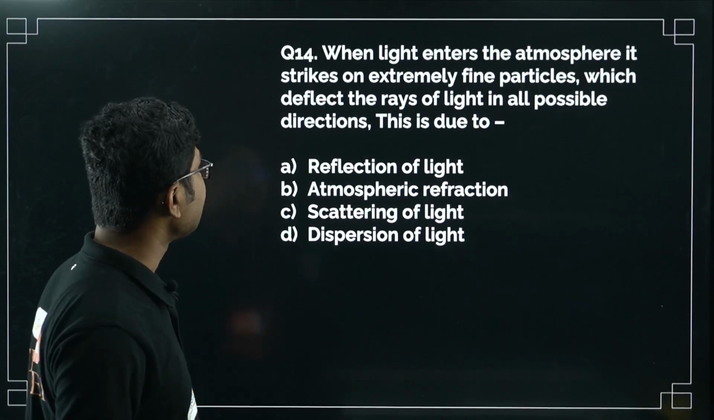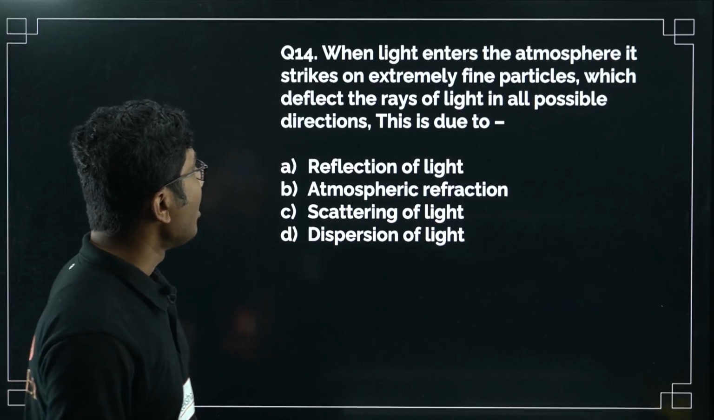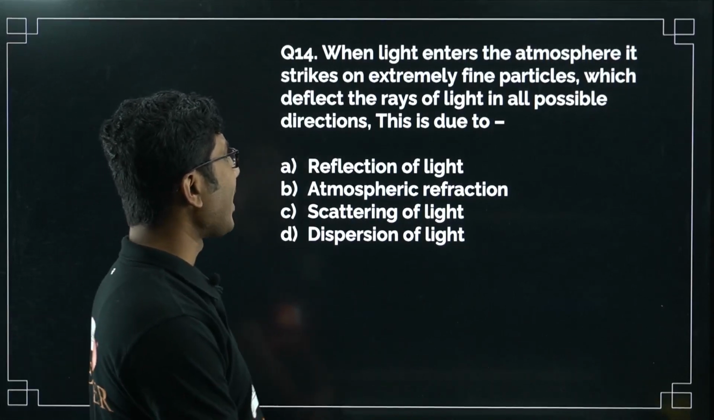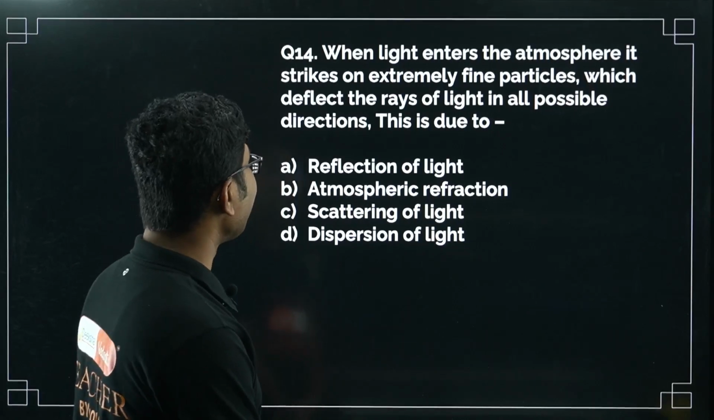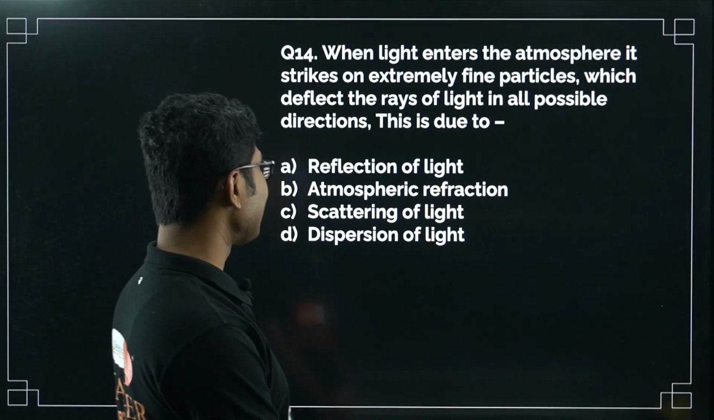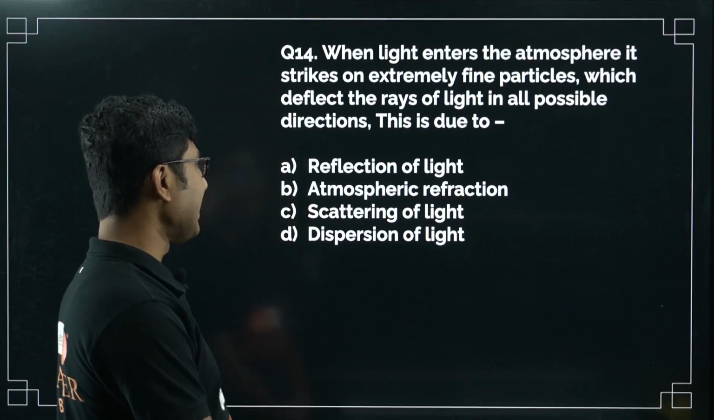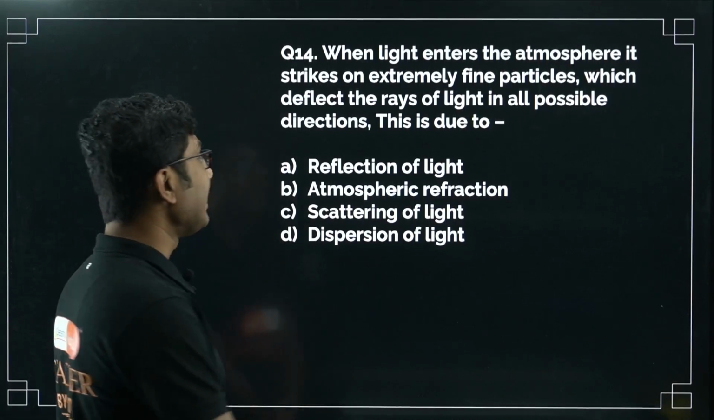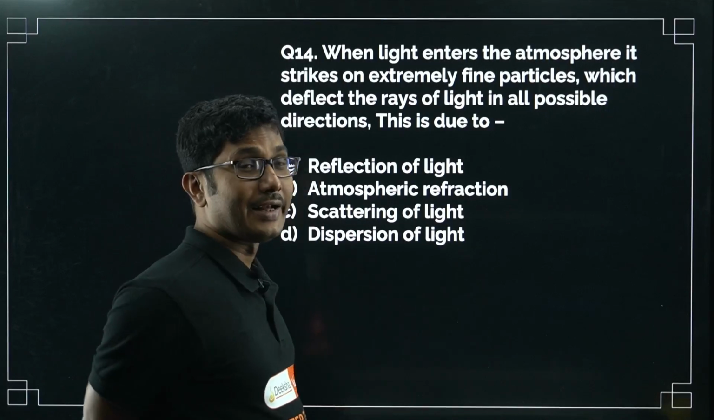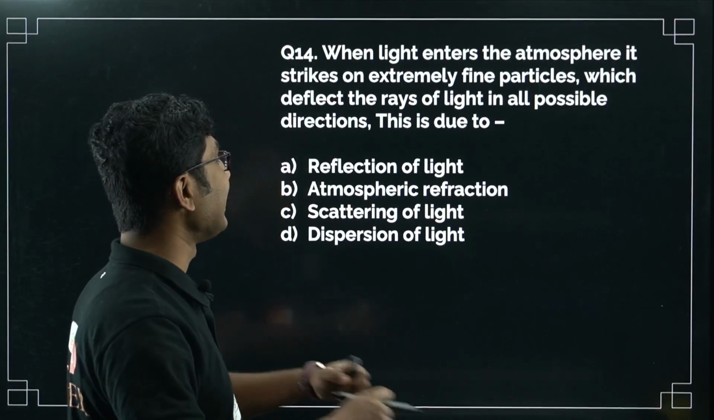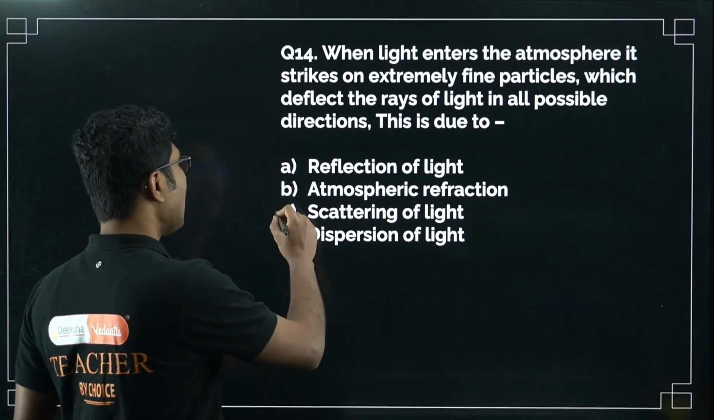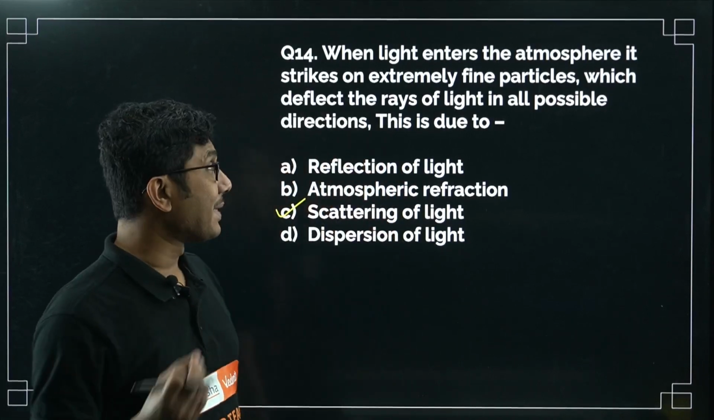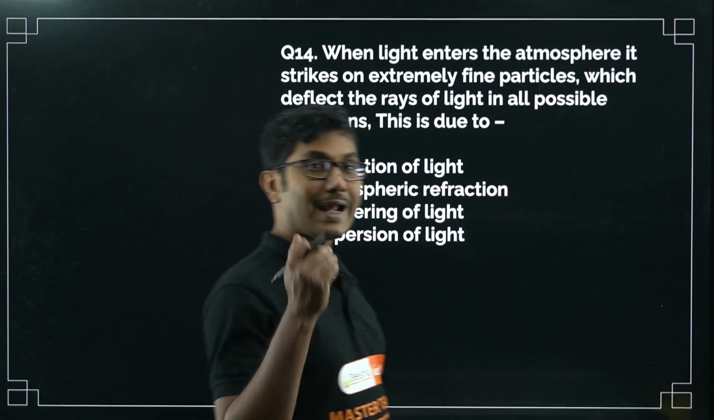Now let's look into the next question, question number 14. When light enters the atmosphere, it strikes extremely fine particles which deflect the rays of light in all possible directions. This is due to reflection of light, atmospheric diffraction, scattering of light, or dispersion of light. This is scattering of light, because light is getting scattered in all possible directions due to the particles present in the air. That is called scattering of light.